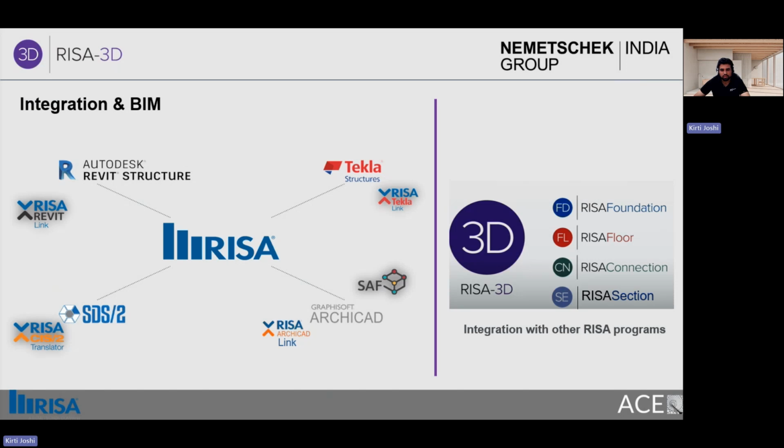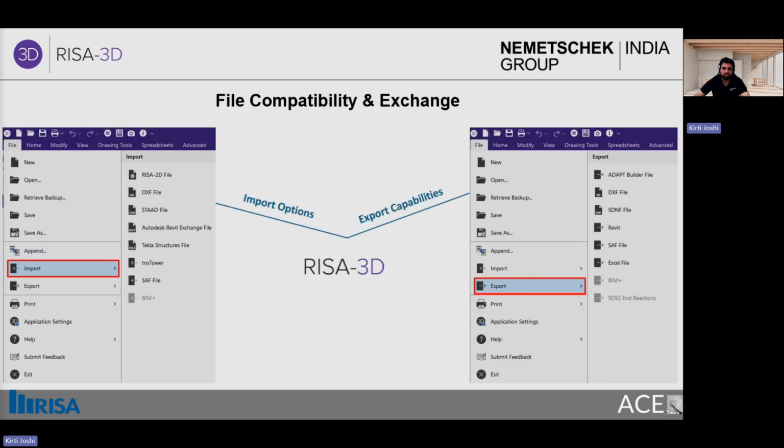So the typical workflow is basically you can analyze and design the global steel or any kind of structure in RISA 3D, then you can export it into RISA Connections for the connection design, and you can export it into RISA Foundation if you want to carry out the foundation design.